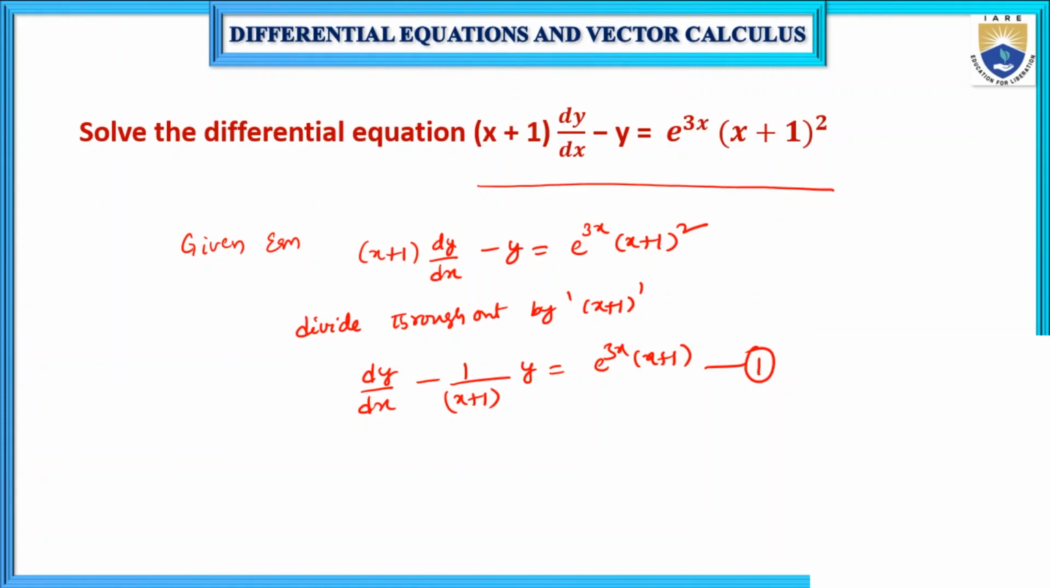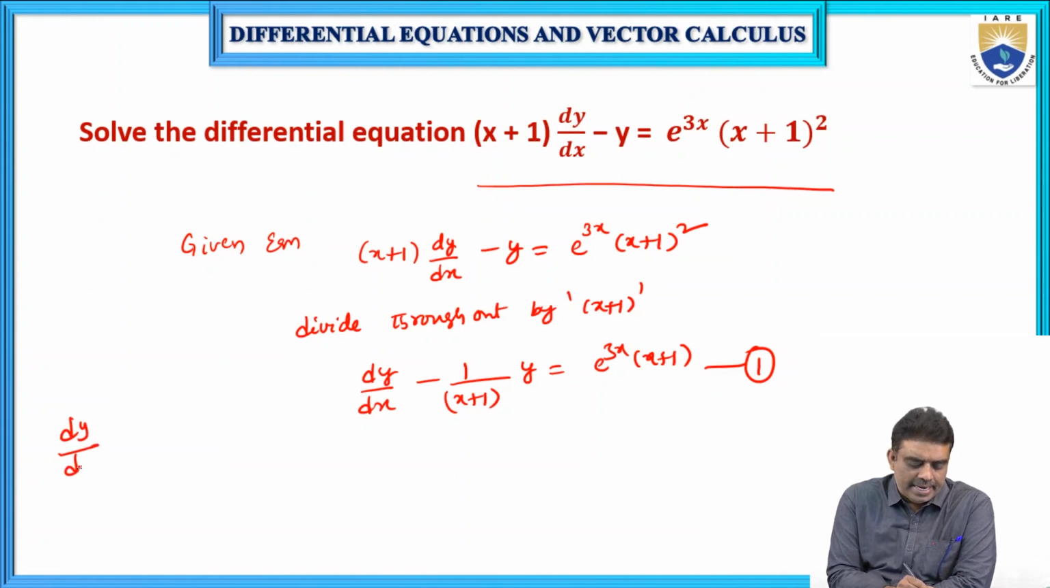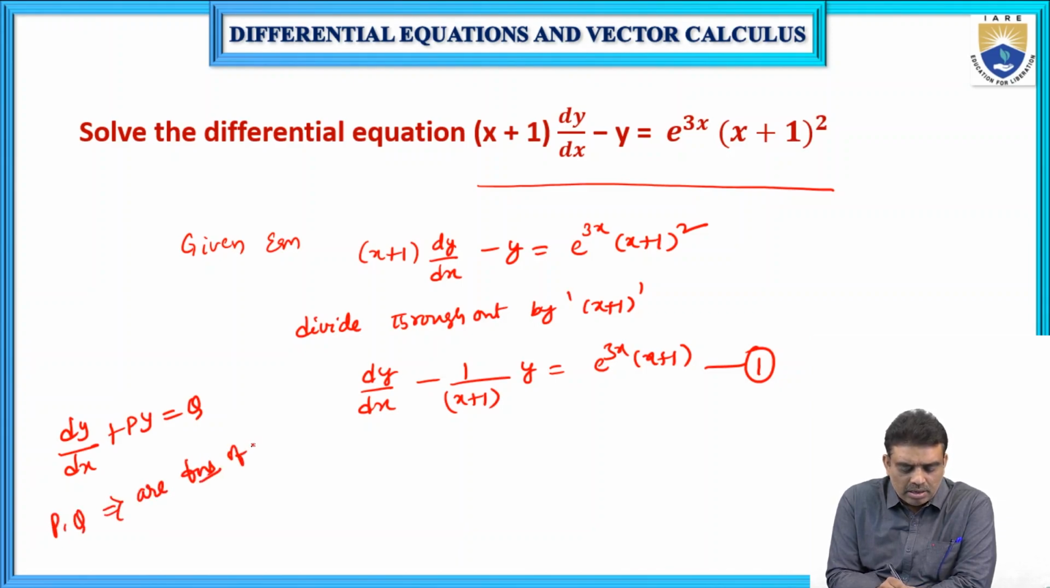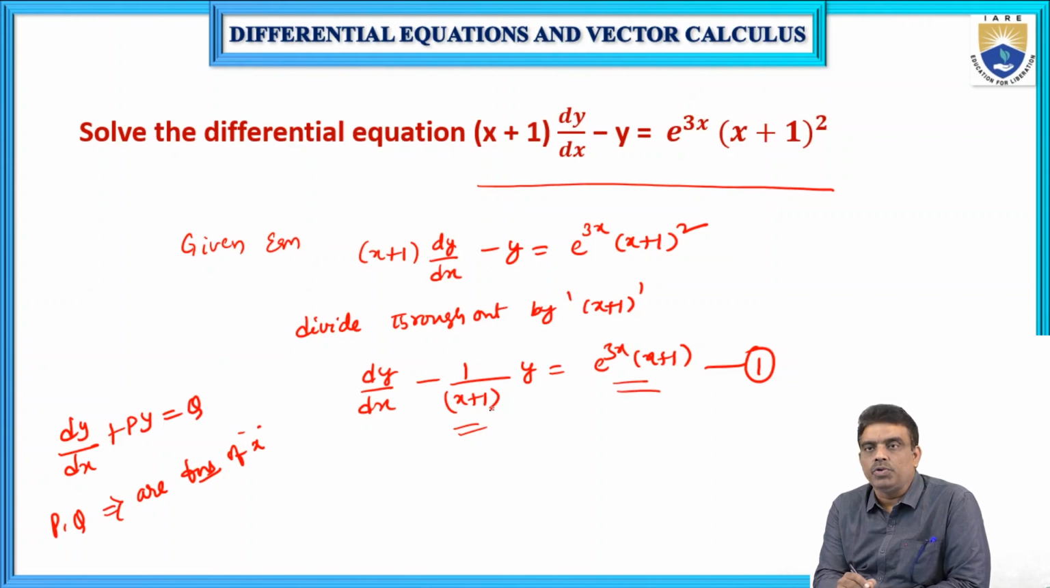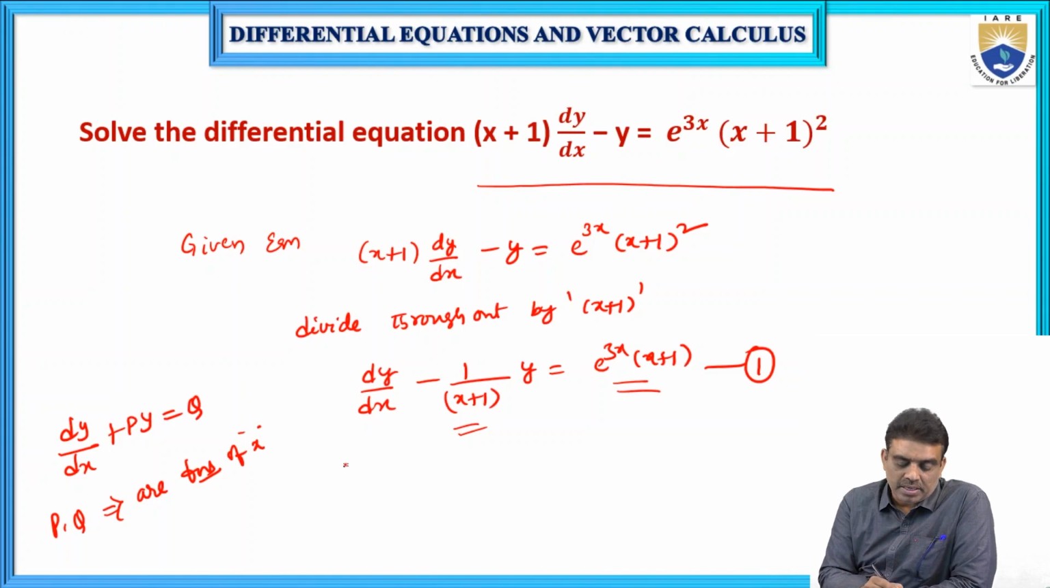So how is it in the notation? This equation looks like dy by dx plus p into y is equal to q, where p, q are functions of x. So it looks like dy by dx plus p into y is equal to q, where p is minus 1 by (x plus 1) and q is e power 3x into (x plus 1). So this is a linear differential equation of first order in y.